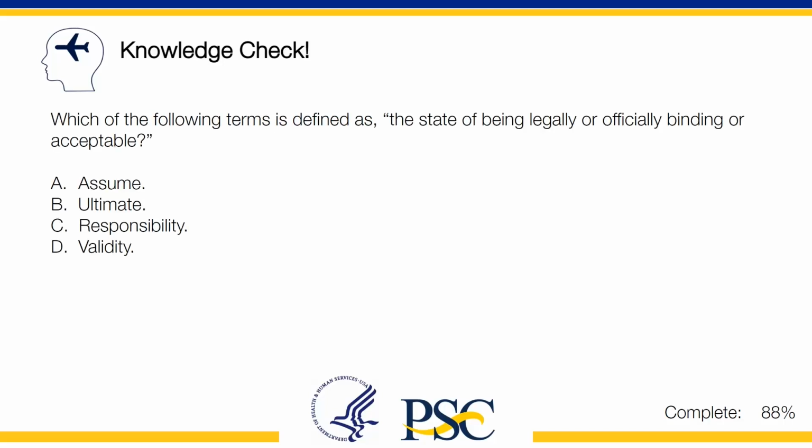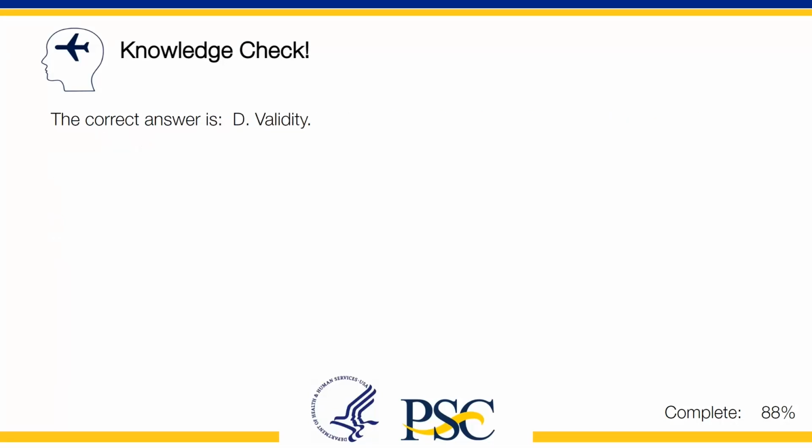Which of the following terms is defined as the state of being legally or officially binding or acceptable? A. Assume. B. Ultimate. C. Responsibility. D. Validity. Click pause, consider your response, and then resume this video to learn the correct answer. The correct answer is D.